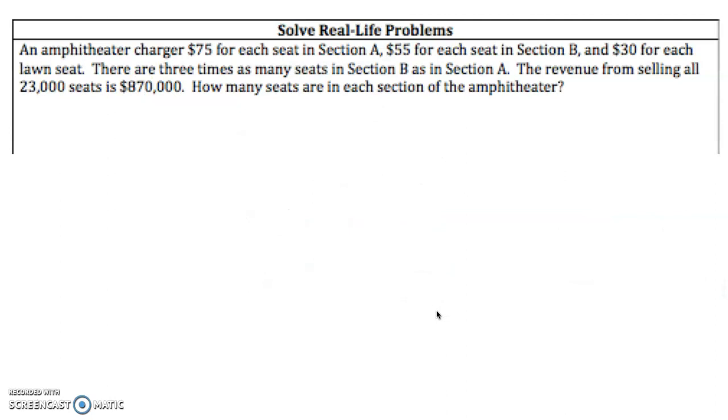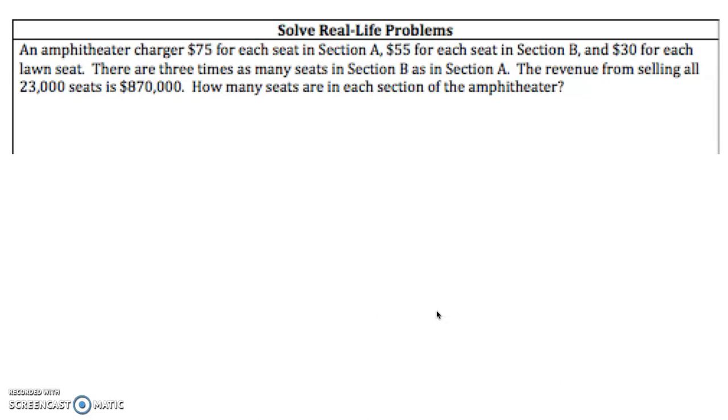Okay, so let's look at this real life problem. An amphitheater charges $75 for each seat in section A, $55 for each seat in section B, and $30 for each lawn seat. There are 3 times as many seats in section B as in section A, and the revenue from selling all 23,000 seats in the amphitheater is $870,000. How many seats are in each section of the amphitheater?